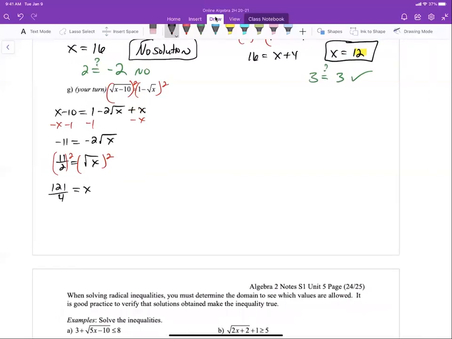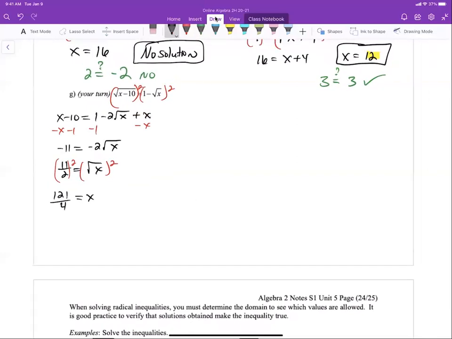I now need to test this answer, so I will plug it into the left-hand side first. And what do I get? I get the square root of 121 over 4 minus 10. Well, 10 becomes 40 over 4. And so that is equal to 121 minus 40, which is 81, and then I have that over 4. And so that left-hand side will give me 9 over 2.